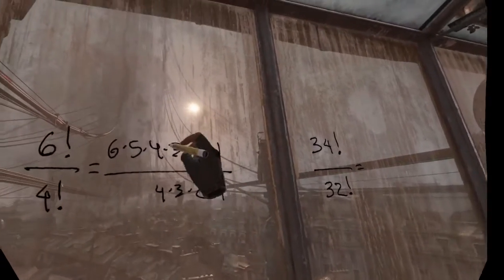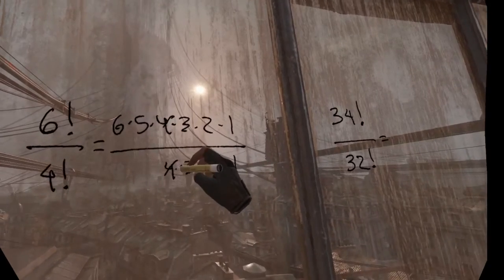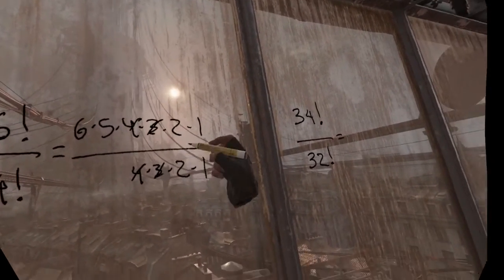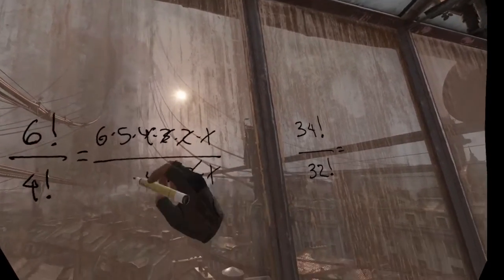Now at this point, I'm going to be inclined to cancel out the 4, right? Because 4 over 4 is 1. That cancels. 3 over 3 is 1. That cancels. 2 over 2 cancels. And 1 over 1 cancels. But that's the long way of doing it.